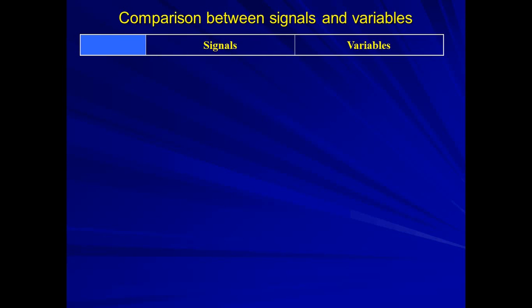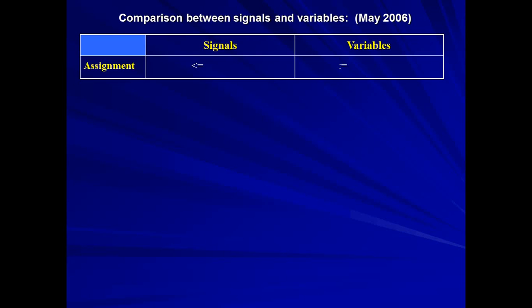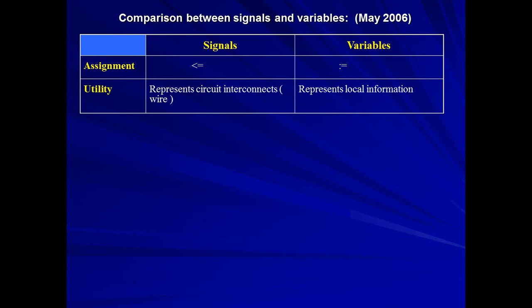This is about language elements which are present in the VHDL language. Now let's compare these two language elements, signal and variable. If we see the assignment operator, then signal has assignment operator <= and variable has assignment operator :=. Second, utility. Signal represents circuit interconnects, means wires inside the circuit, while variable stores the local information.